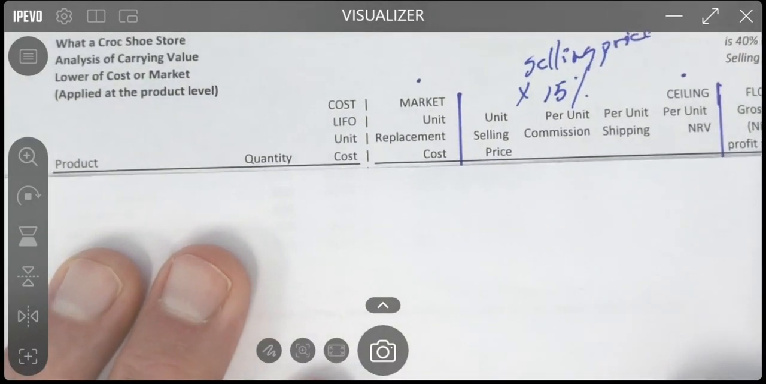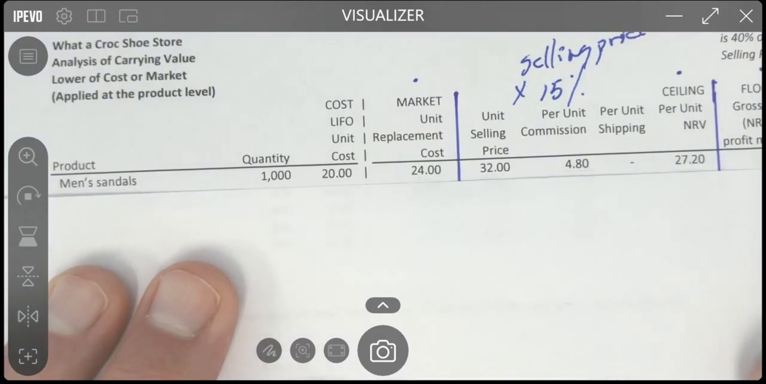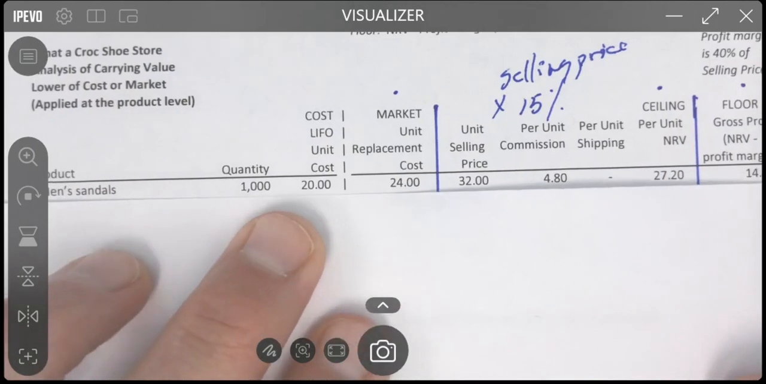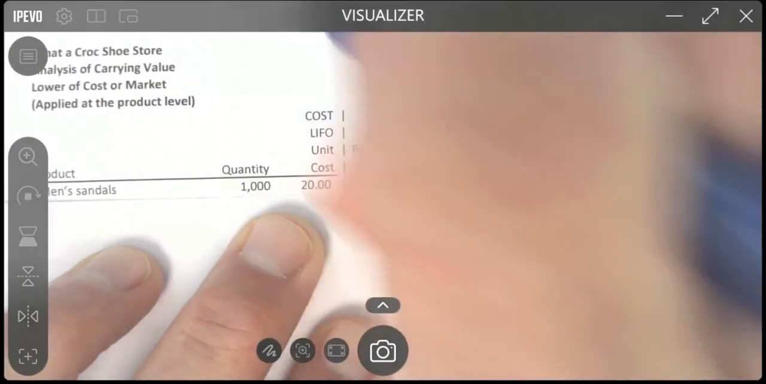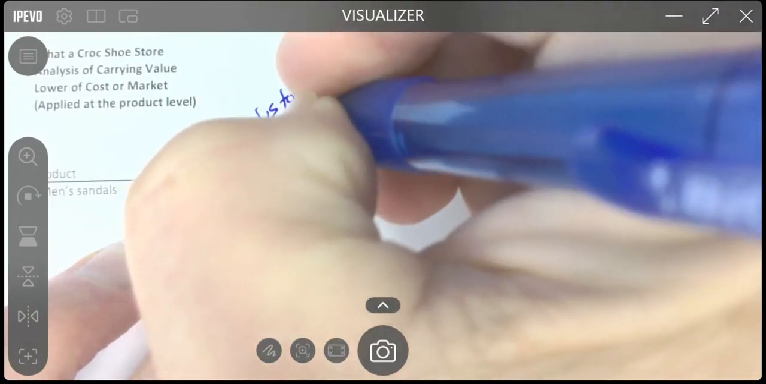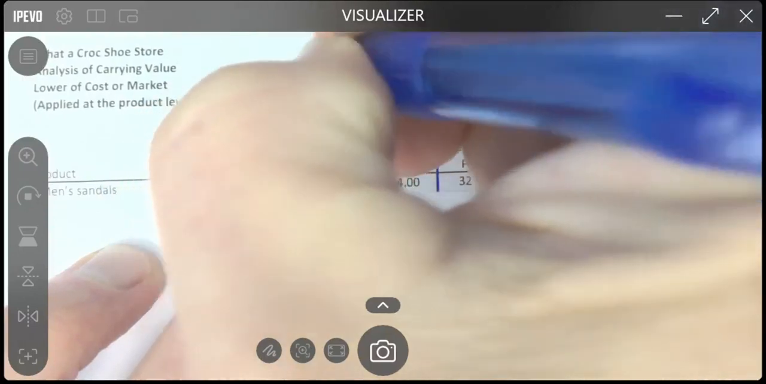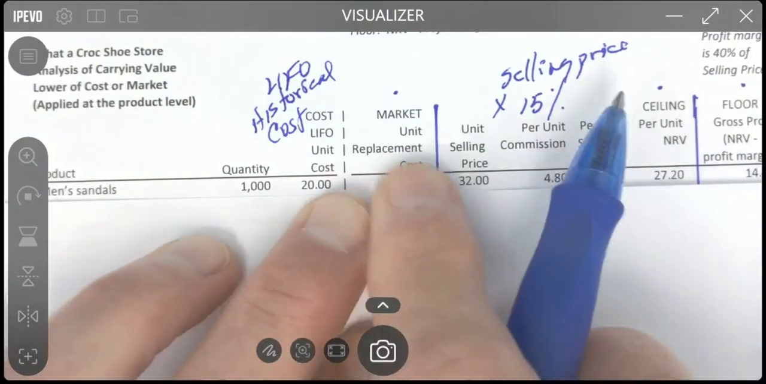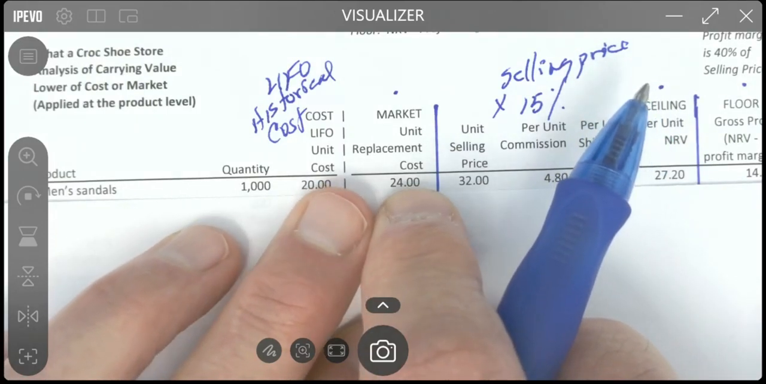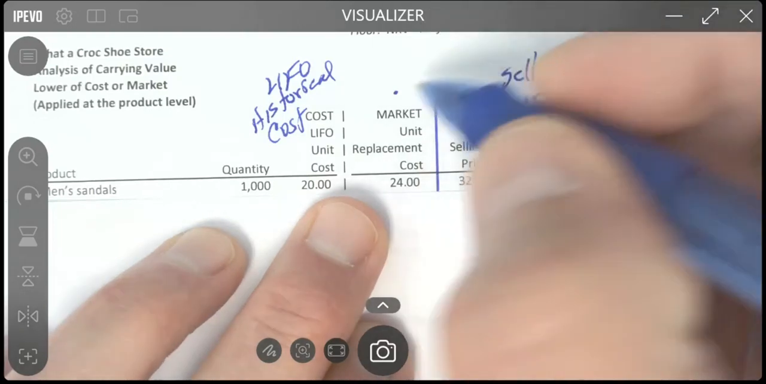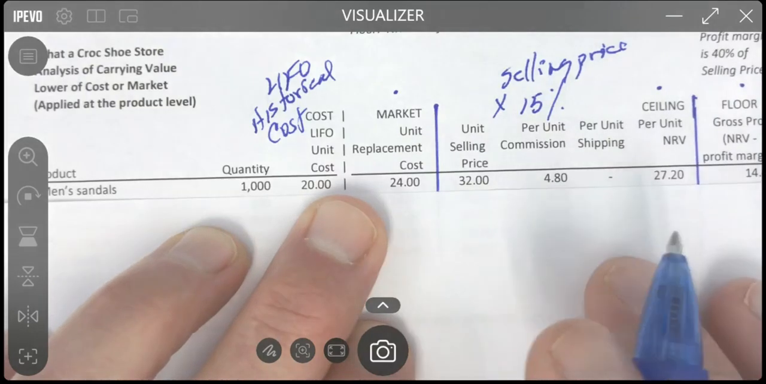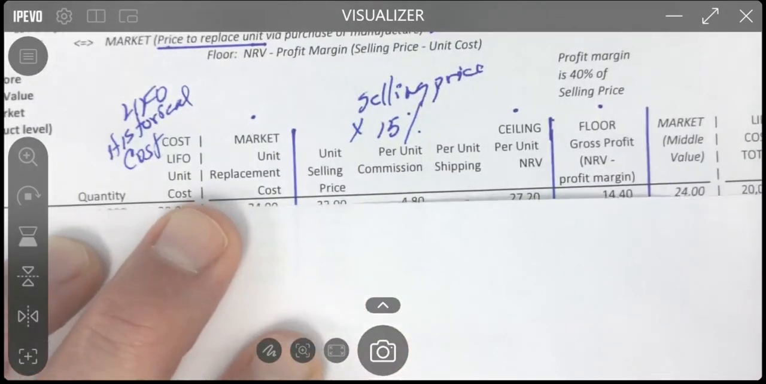Okay, welcome back if that's appropriate. Men's sandals. We have 1,000 pairs. The LIFO historical cost is 20. The market is the unit replacement cost. Remember, we called purchasing and they said, yeah, Crocs is charging 24 a pair now. So that's the replacement cost, and that's going to be market unless it's greater than the ceiling or less than the floor. So let's calculate the ceiling and the floor.